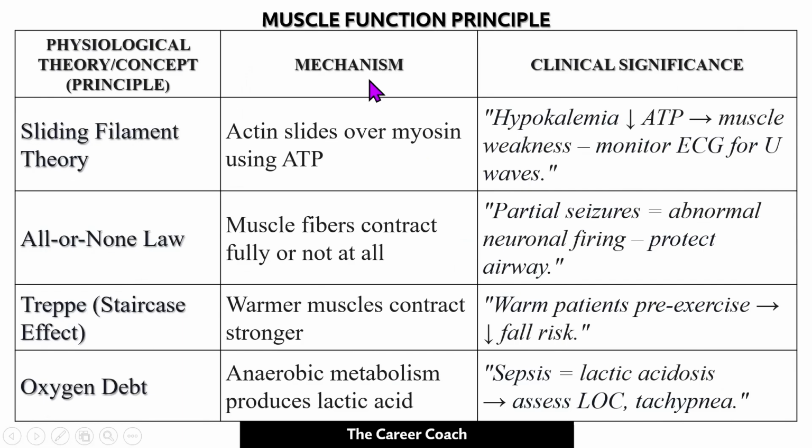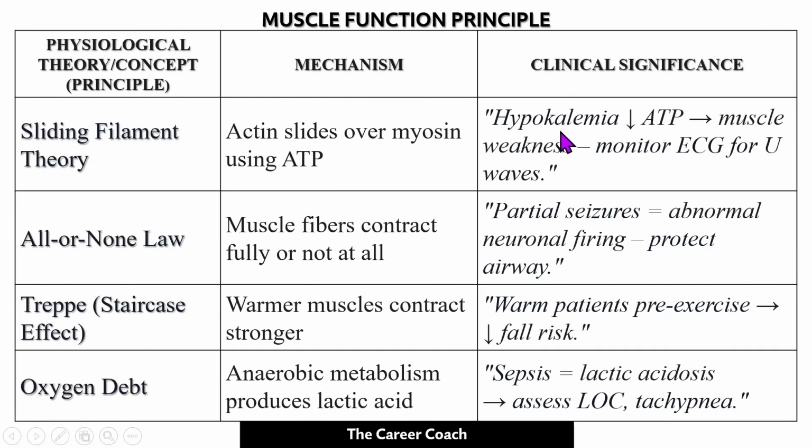We want to look at some physiological theories of how muscles function. The first muscle function principle we'll look at is the sliding filament theory. What is the mechanism with regards to the sliding filament theory of muscles? So in this concept, actin slides over myosin using ATP energy. How is it relevant to nursing?